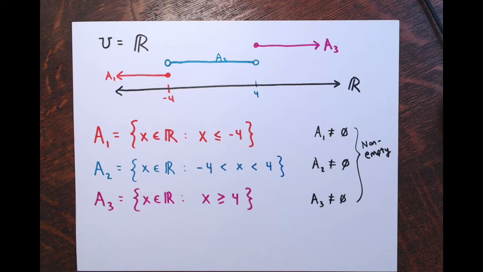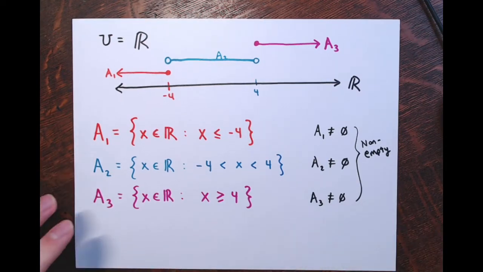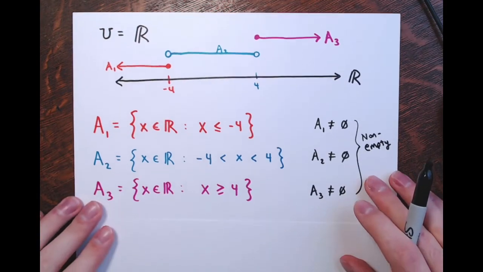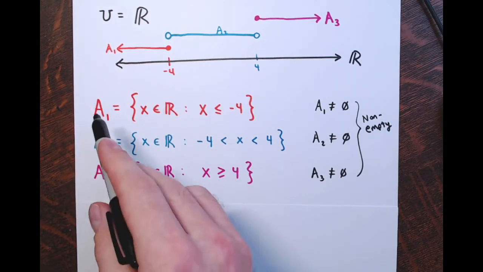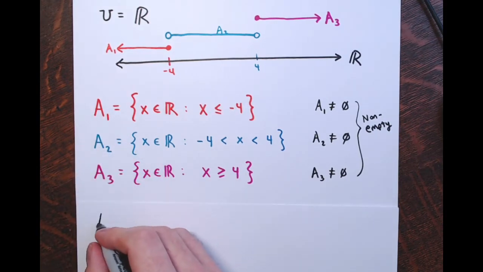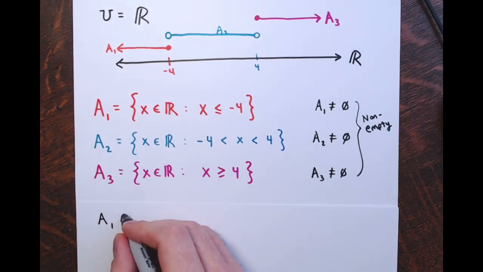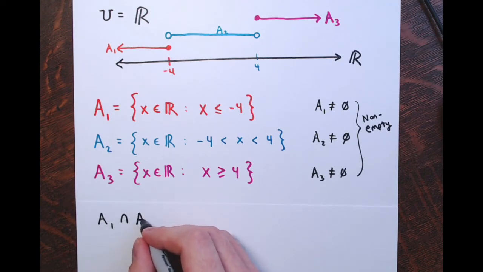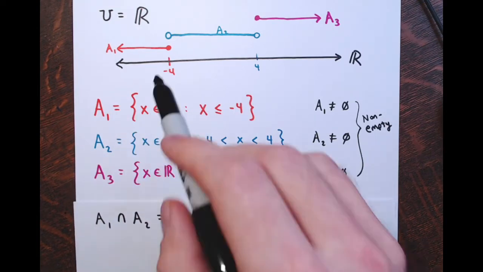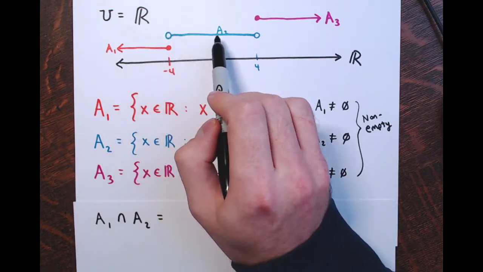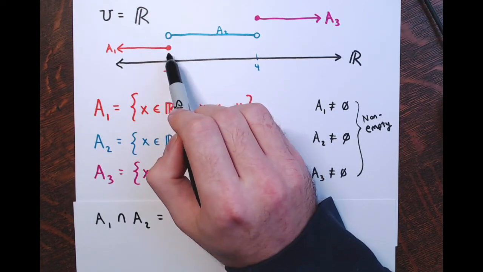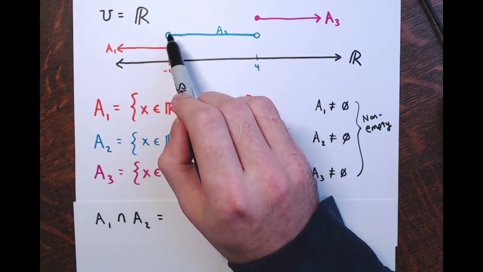The second criterion was that they are pairwise disjoint. All right, so let's check that. Are they pairwise disjoint? Meaning if I take any pair of different sets, so look at A1 and do the intersection with say A2. Do they have any overlap? Well, A1 intersect A2, you can see up here, there's no overlap, and that's an open point, that's a closed point. This has -4, this does not.